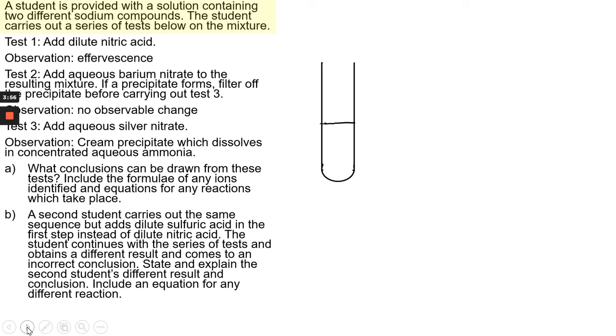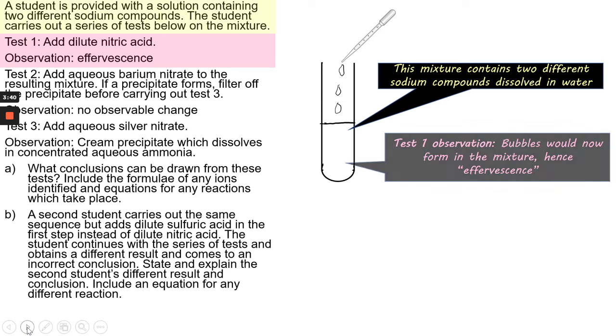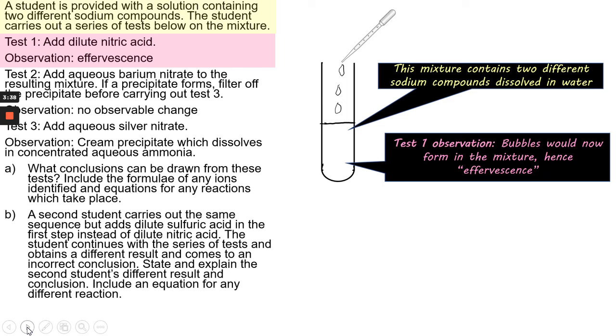So first of all, let's visualize what that yellow highlighted part means. You've got a solution, a single solution containing two different sodium compounds. So it's one test tube, not two separate ones. So let's now imagine we're adding dilute nitric acid to that. So what you would see is effervescence, bubbles will start to form in the mixture.